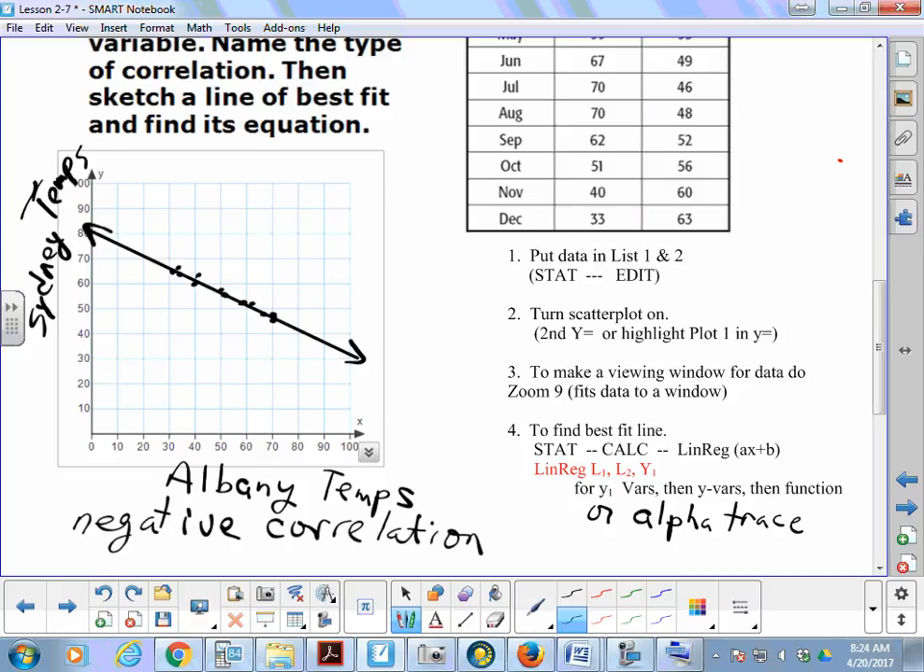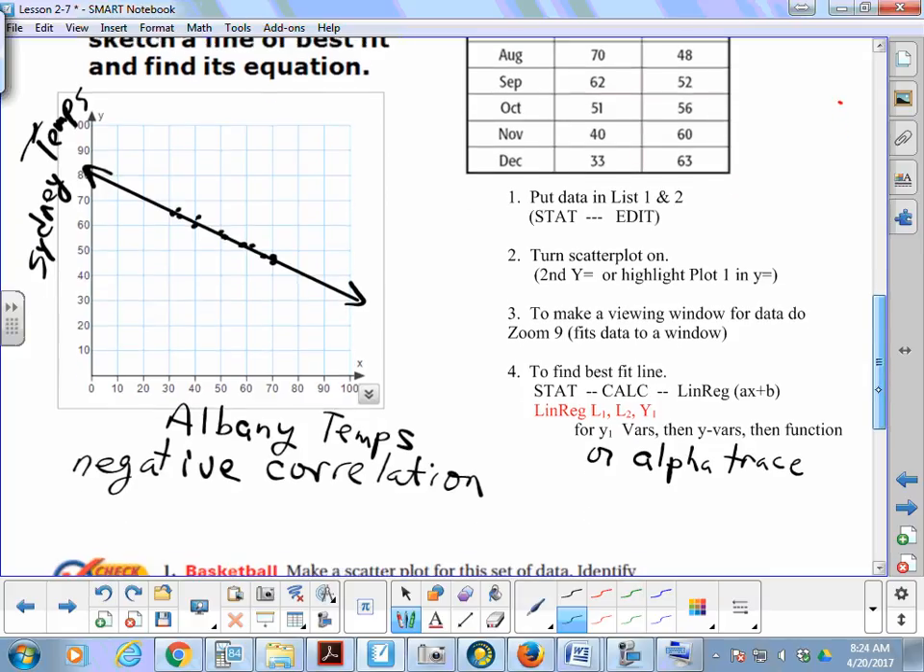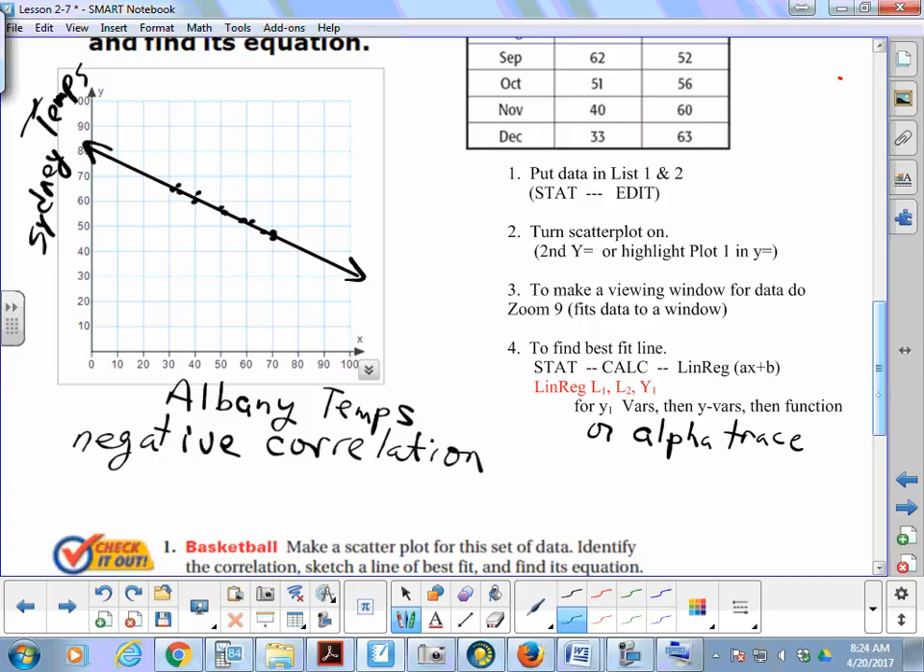And then to find our line of best fit, we go to stat calc and linear regression, ax plus b. So make sure you've got these steps down. All right. If you can memorize them in your head, great. If you need to write them down, take a moment and write them down. All right. Now the last thing we need to do is we need to write the equation of the line.